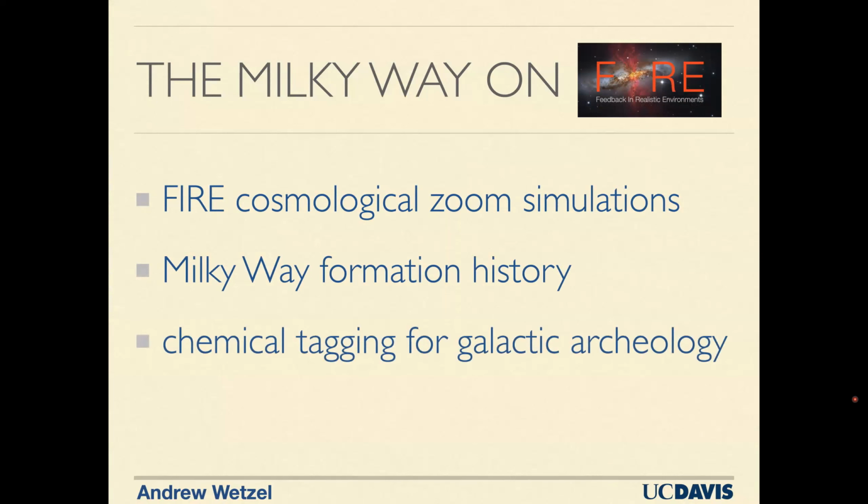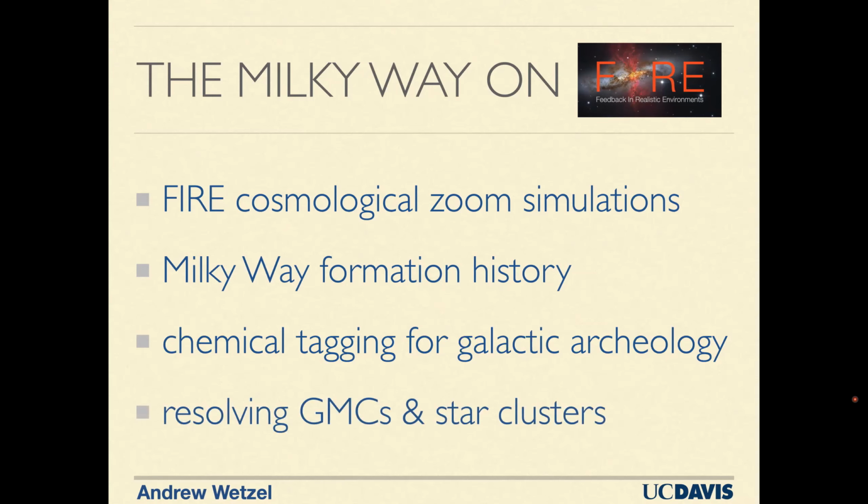Then I'll discuss some ongoing work to understand how to use elemental abundance patterns in the Milky Way to understand its formation history and to really guide this idea of chemical tagging, of using elemental abundances of stars to map the formation history of the Milky Way. And then finally, I'll discuss some recent work of zooming in on the small scales and our ability within these simulations to resolve small-scale features like giant molecular clouds and star clusters.